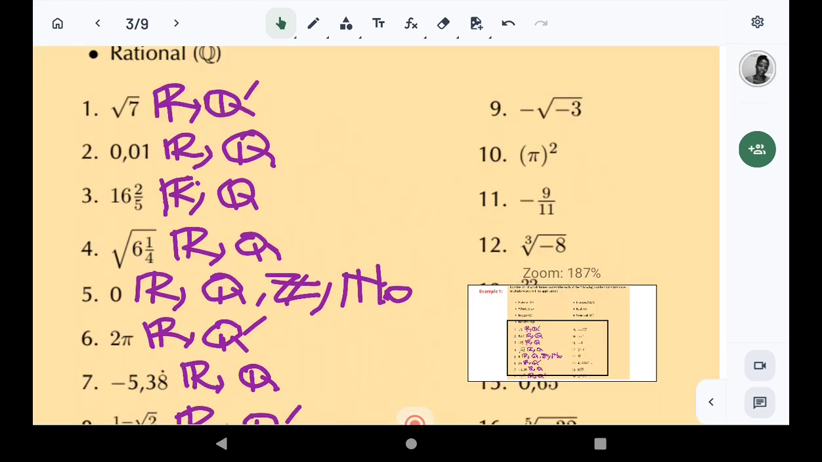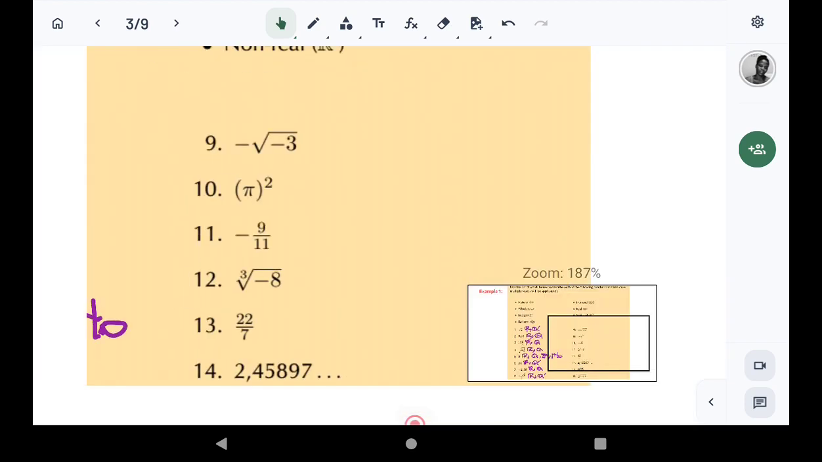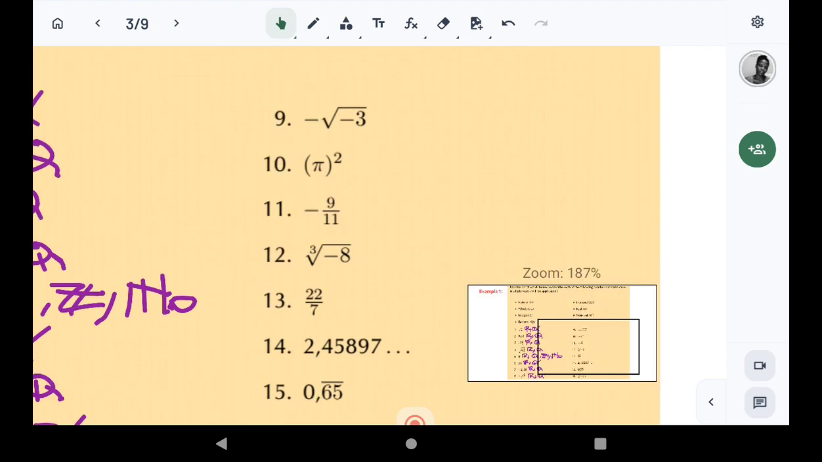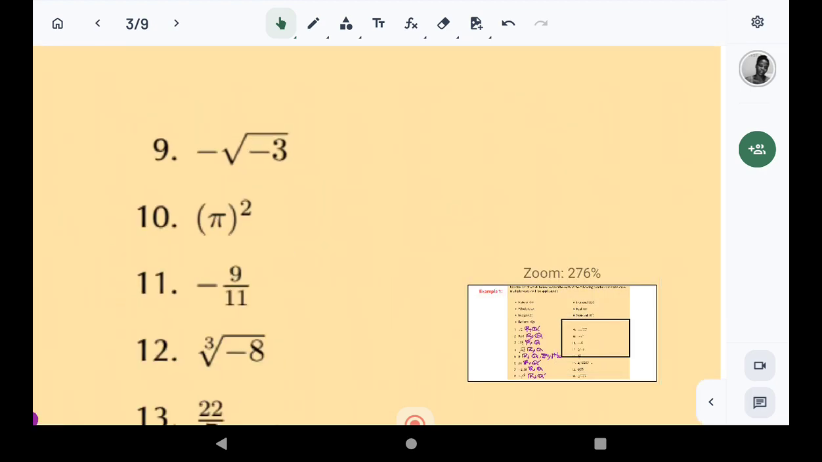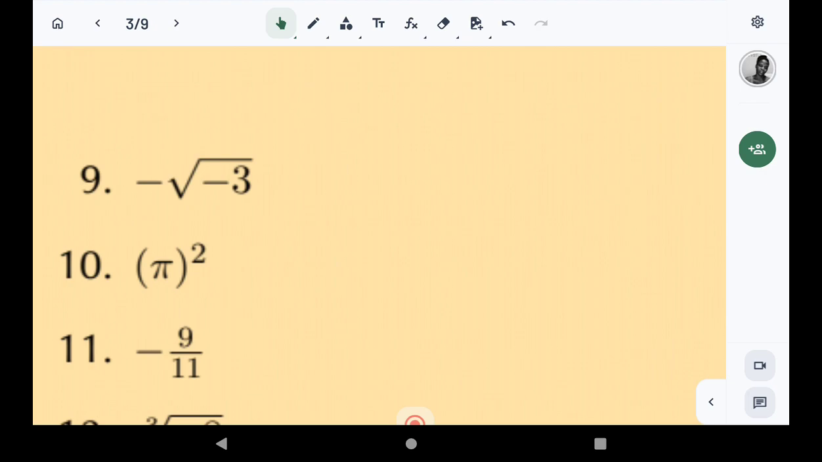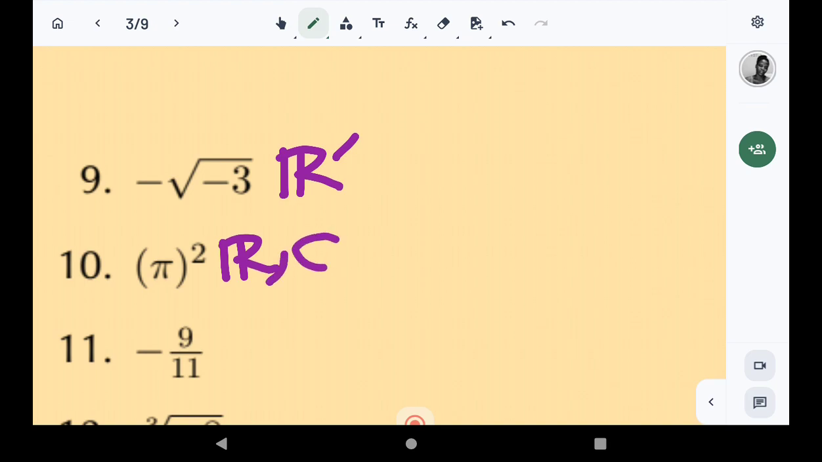Number 9. Minus the square root of -3. The square root of a negative number, that's an even root of a negative number. That is an imaginary number. It's non-real. So it is not real at all. That's where it ends. The square of pi. Pi is an irrational number. So the square of pi will be irrational. It is real though, but it is irrational.